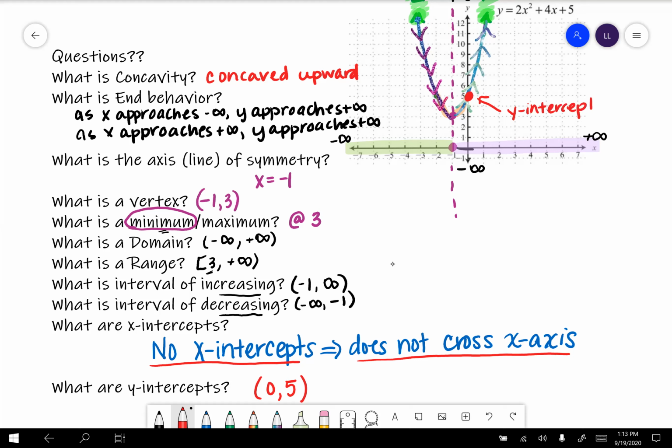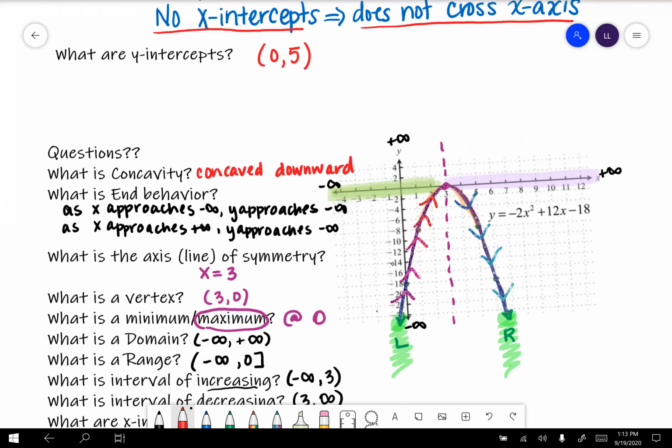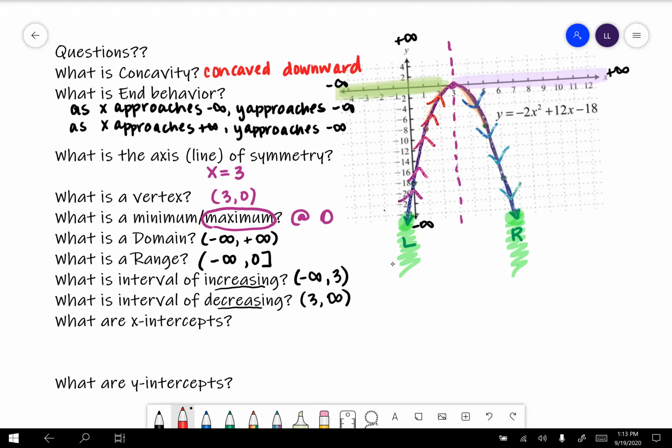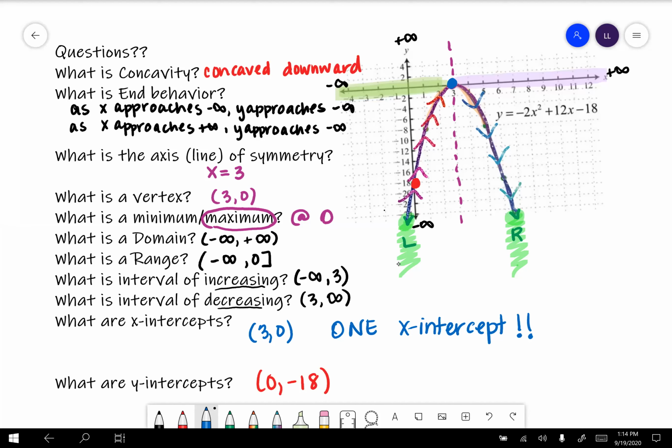Good job. All right, let's go on down and try this particular example. What is the x-intercept and what is the y-intercept? Pause the video so that you can try it on your own. Oh, wow. How did you do? Do you see that the parabola touches the x-axis in one location? That means it has one x-intercept. So that x-intercept is (3, 0).